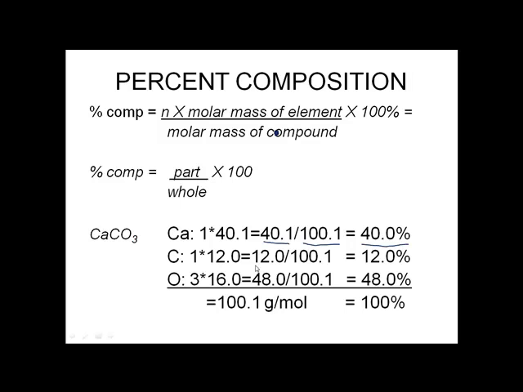We do the same thing with carbon. Carbon's mass, 12.0, divided by 100, times 100 to turn into a percent, 12.0%. Now the oxygen was 48, divided by 100 times 100, 48%. We can add them up, and we should get 100%. We do. So if we had a sample of calcium carbonate, it would be 40% calcium, 48% oxygen, 12% carbon.